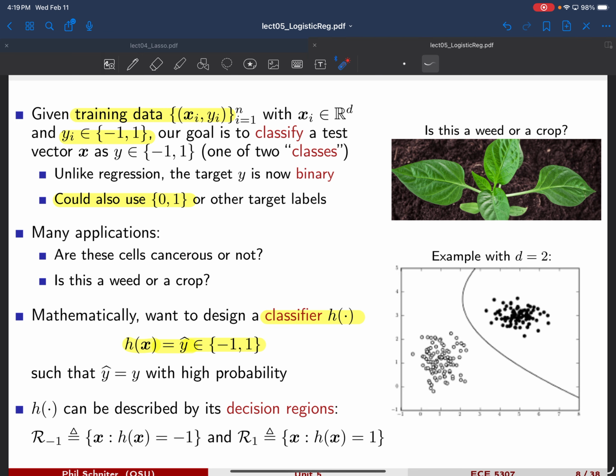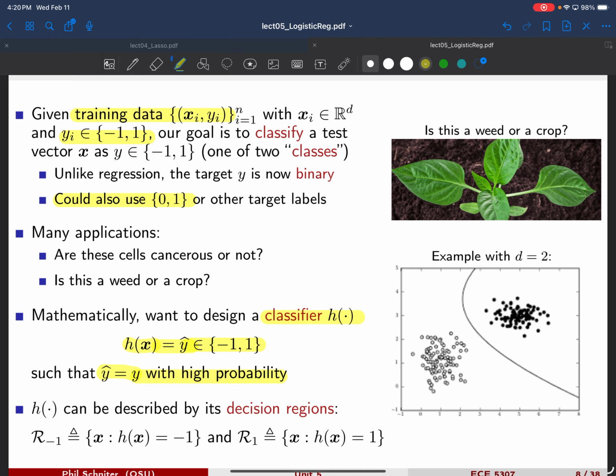Okay. So obviously we would love that the y hat that our predictor generates is the truth, but we can't guarantee that it's always going to be true. And so really what we want is that they agree as often as possible. So we would say maybe with high probability. That's what we want.